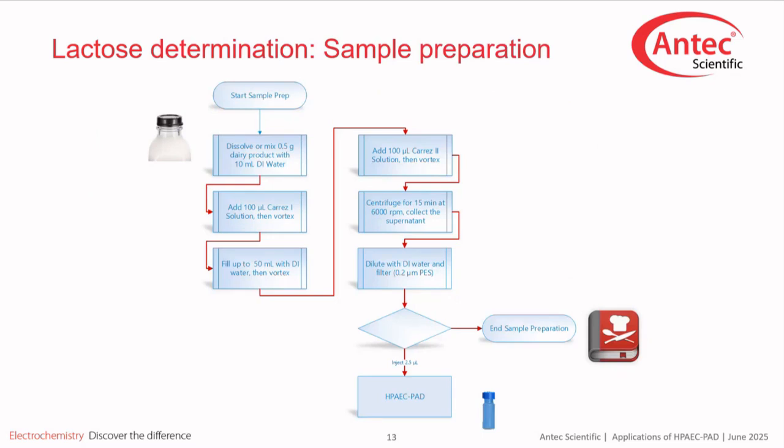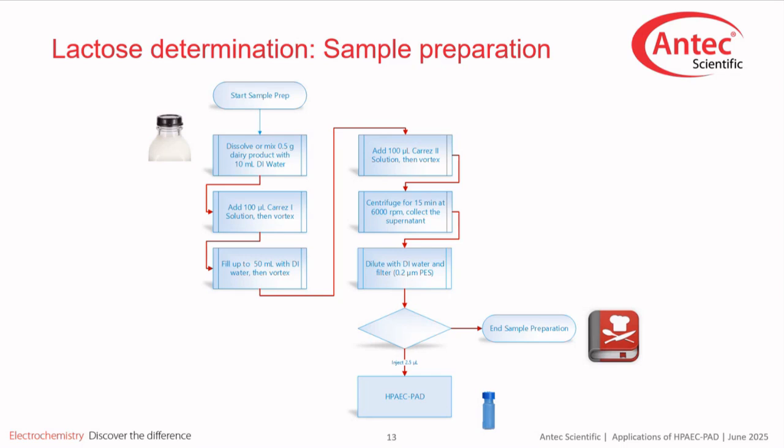And no surprise, we are using HPAC-PAD for the determination. But we won't inject milk directly. We won't inject yogurt directly either. So we will prepare the samples before injection, primarily removing proteins and fat. And how do we do that?